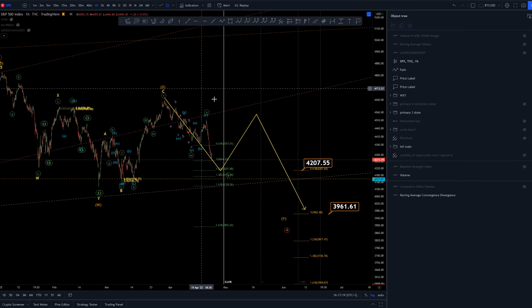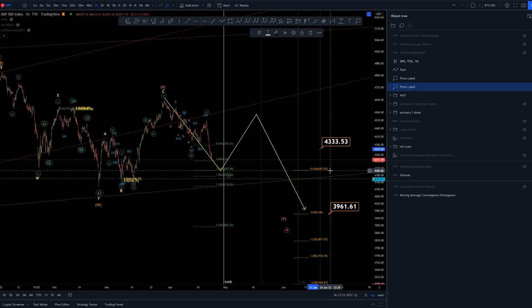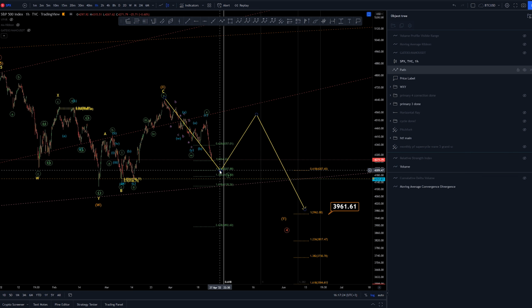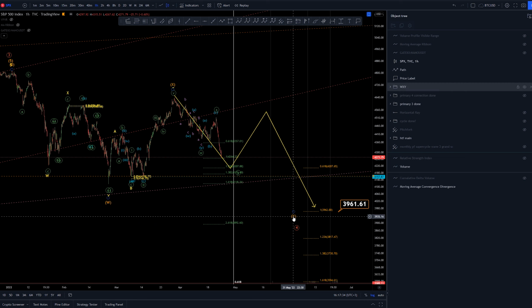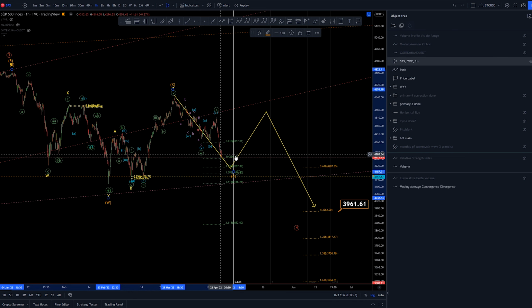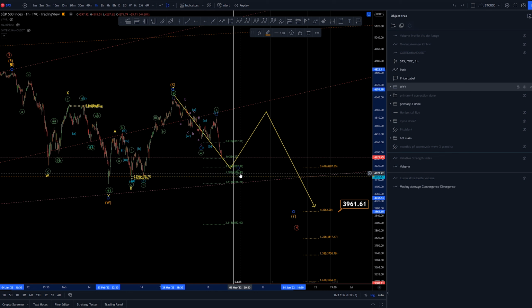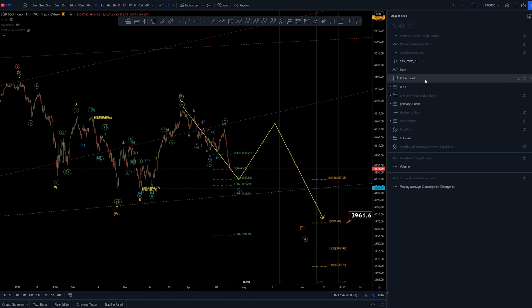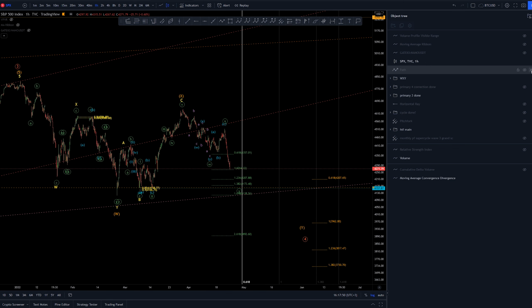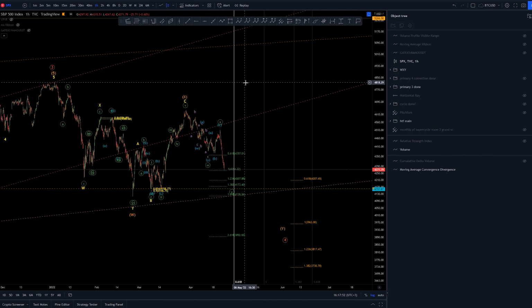However, if we again get to this $4,200 area after this 618, then I could be considering this to be the end of this structure here, whether it is completing the Y or possibly just this lower degree Y here before again seeing some movement upwards. But this is again the most likely scenario that I have on S&P 500.